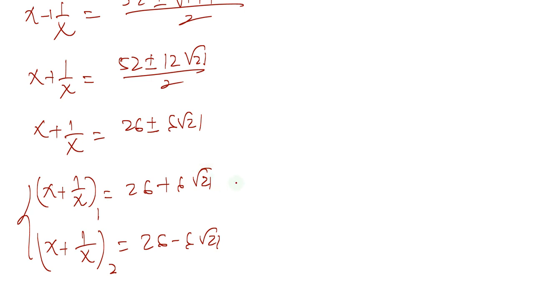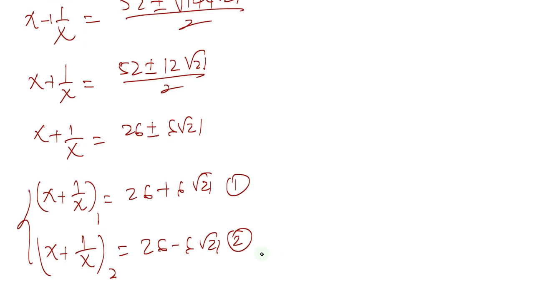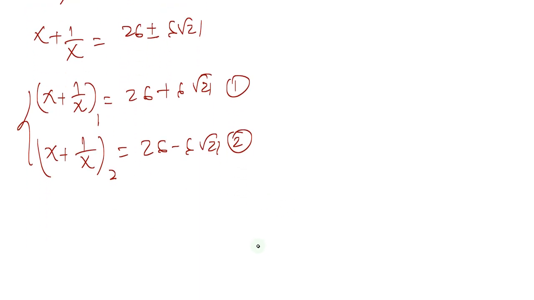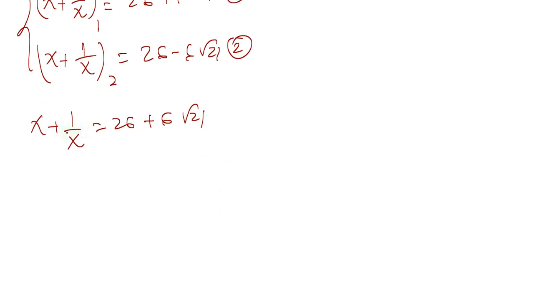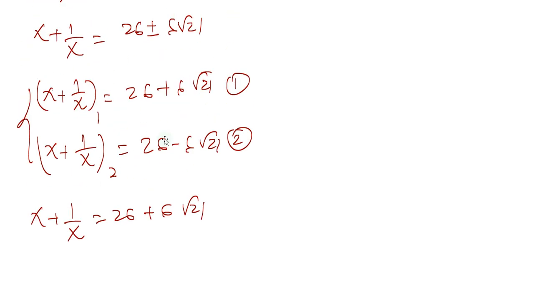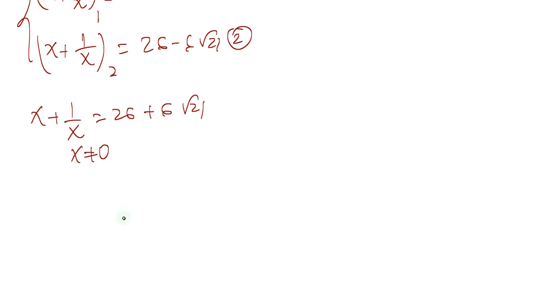So now we have to first solve this one and solve this one. Let's do it then. This is pretty cool. So now the first one here, x plus 1 over x equals 26 plus 6 square root of 21. Solving these guys, from here we know that x has to be different from 0, right? x has to be different from 0 because we cannot divide by 0 here.